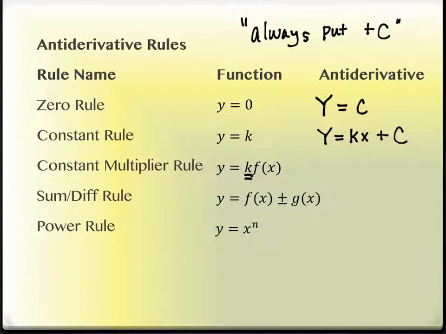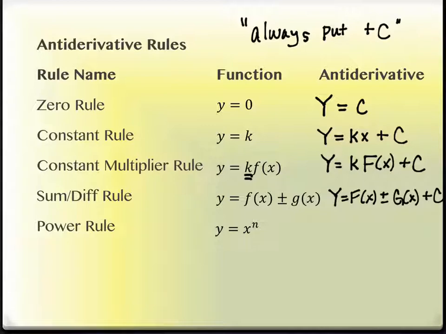Numbers that are multiplied, constant multipliers, they don't affect the value except in the fact that they're multiplied by them and they're multiplied by the results. So when we do the antiderivative here as well, we have that same k, and then we have the capital F of x, and then we still have that plus c. Okay, so we take the antiderivative of the part with the variable in it. What would you guess is going to happen when I have sums and differences? Yeah, I mean, they're exactly going to become the sum and difference of the individual pieces. So we have capital F of x plus or minus capital G of x, and then we still have, of course, the plus c on the end.